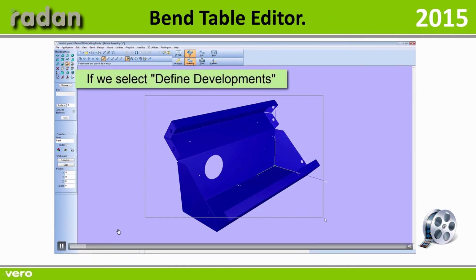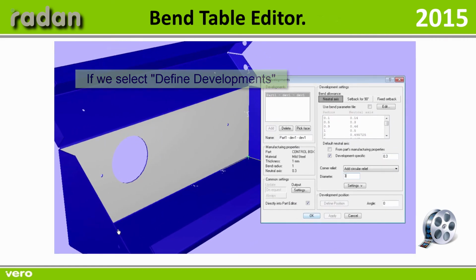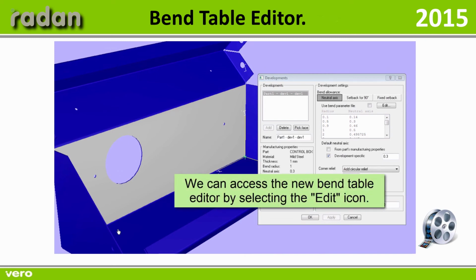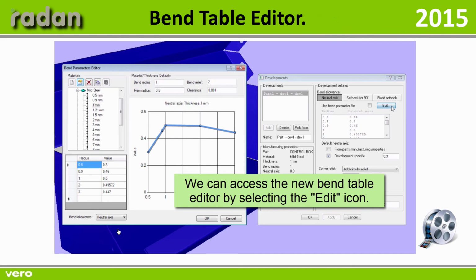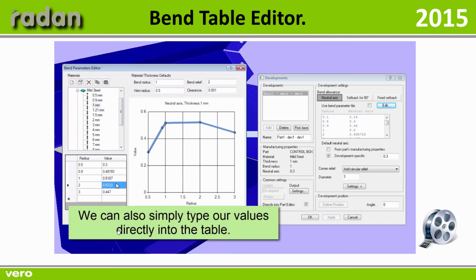So as I said, to access the new Bend Table Editor, we simply go into the Developments option, and in the Developments dialog under Edit, we can access the new Bend Parameter Editor. It's a simple case of dragging this graph to edit the values in the table, making it very easy and quick to edit your bend parameters. You can, if you wish, click into this list and manually type the values that you require.